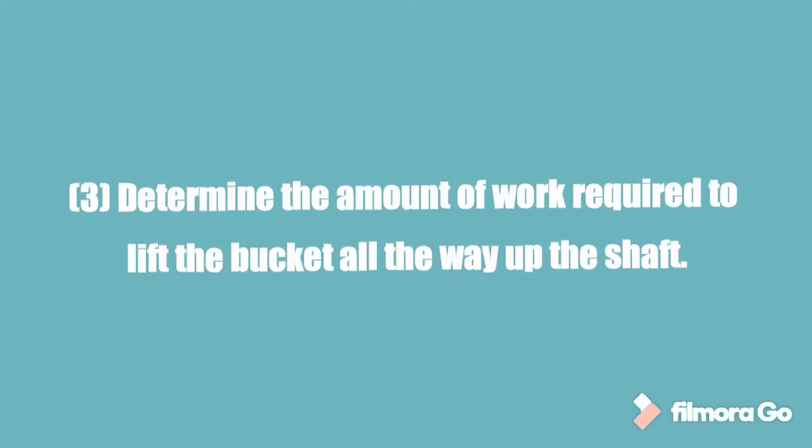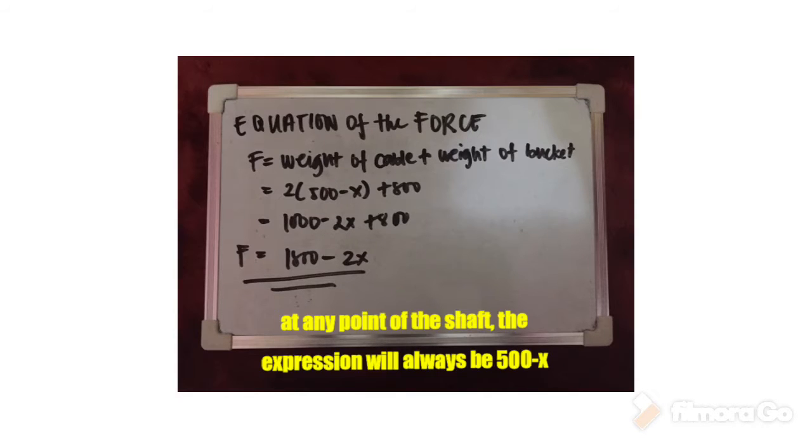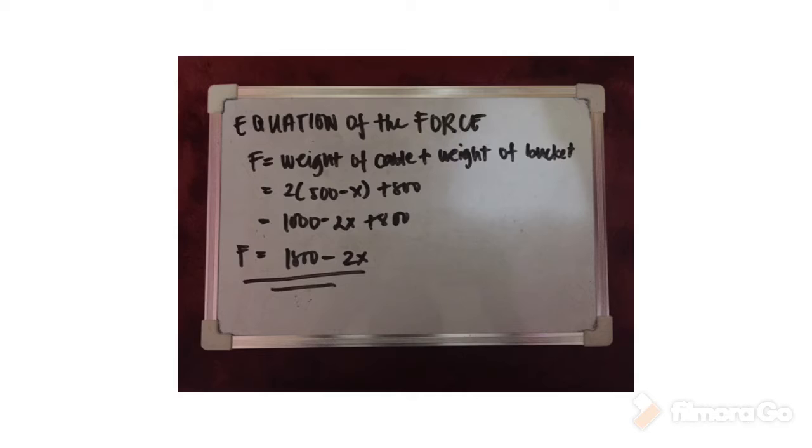The third question is to determine the amount of work required to lift the bucket all the way up the shaft. Before solving the problem, the first thing that we need to know is that at any point of the shaft, the length of the cable will always be 500 minus x. And with the given weight of the cable, which is 2 pounds, we can now make an expression of 2 times the quantity of 500 minus x.